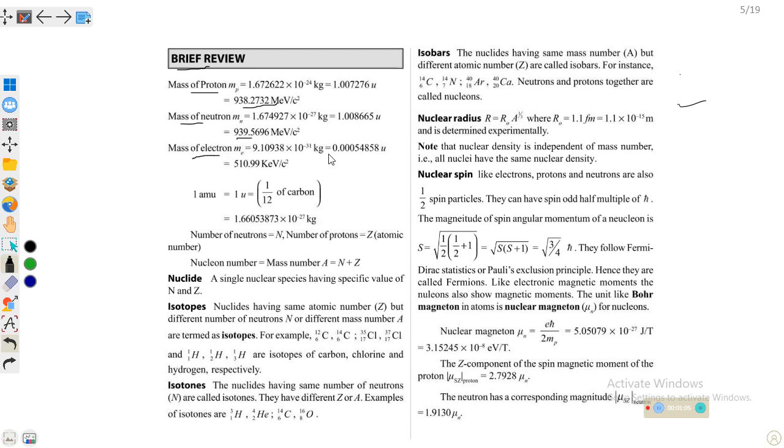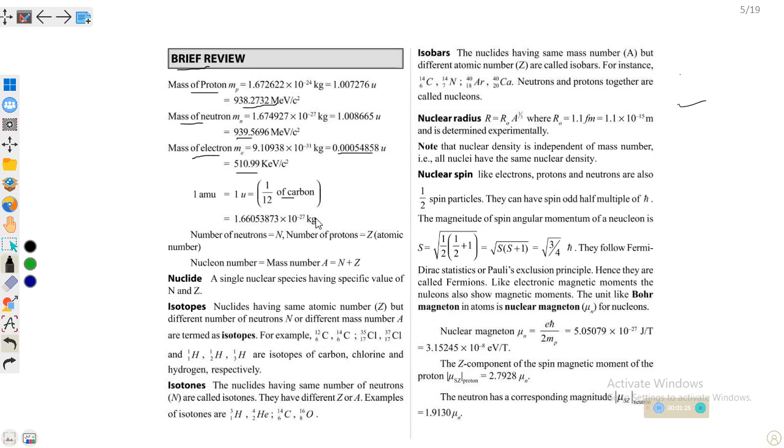Similarly, the mass of electron, its atomic mass units, and then its relativistic mass. And 1 amu, you know, is 1 u, which is 1/12 of the mass of a carbon atom, which is 1 over Avogadro number, and is equal to 1.66 × 10^-27 kg.